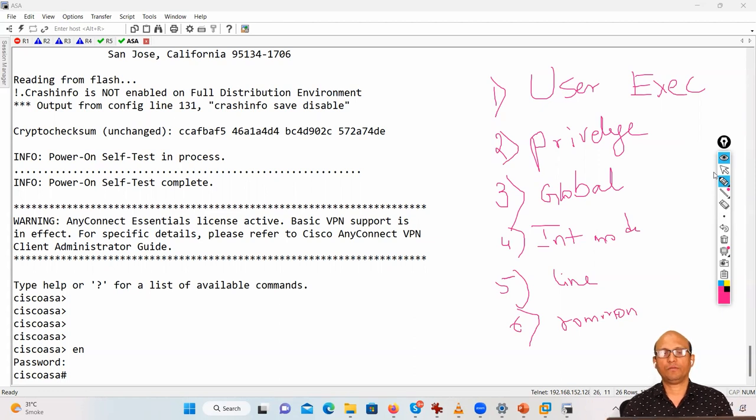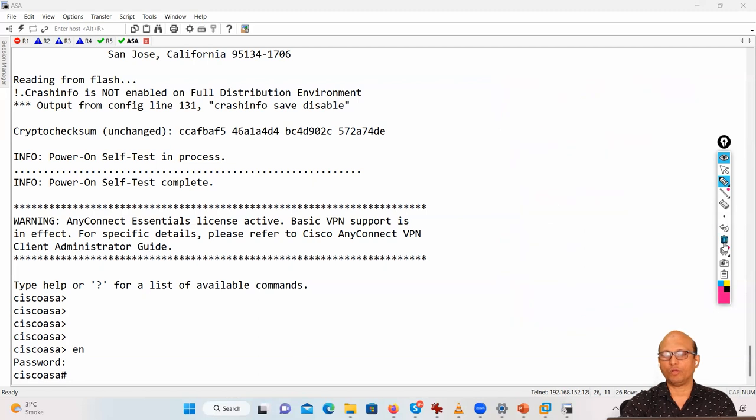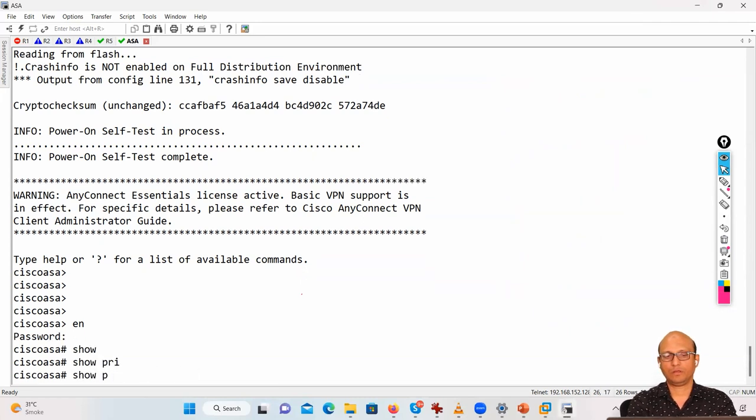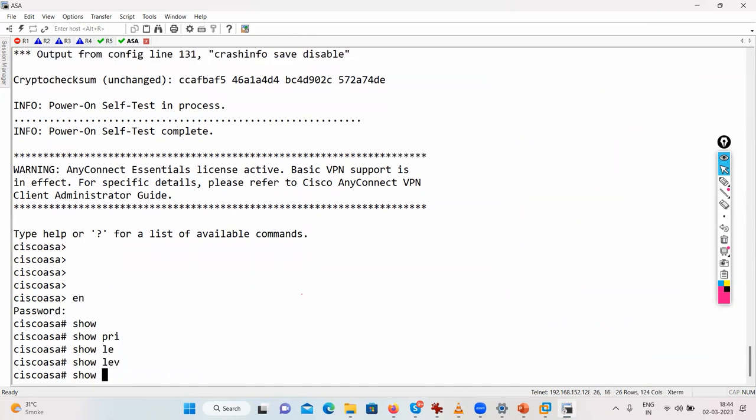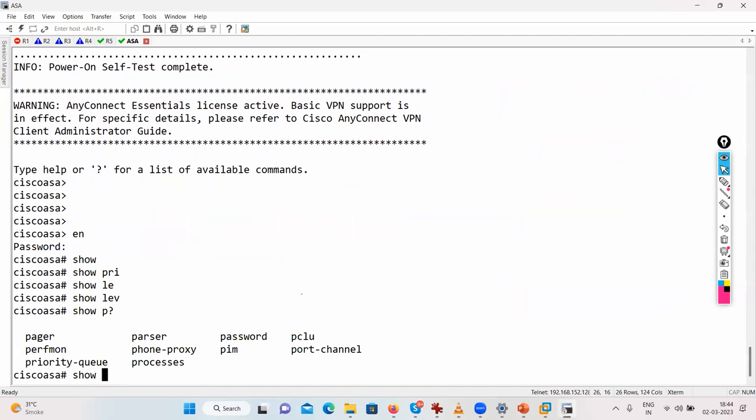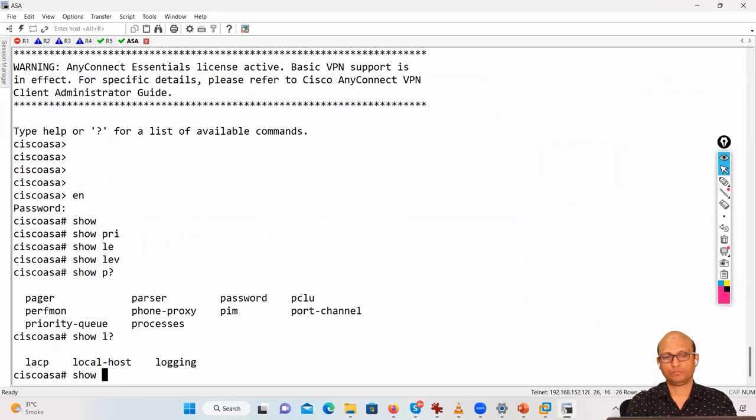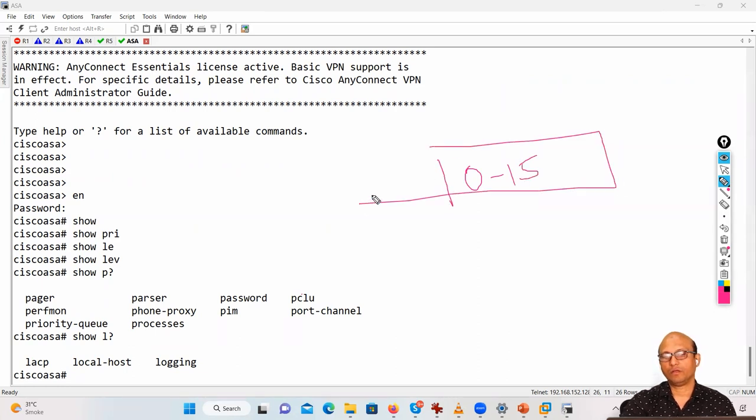What is the default privilege level when you enter into privilege mode? Have you ever heard about that? Show privilege level or something like that. Privilege level is 7. Sure. How many privilege levels are there? 0 to 15, that is 16 levels, man, not 15. Okay, so just study and come.